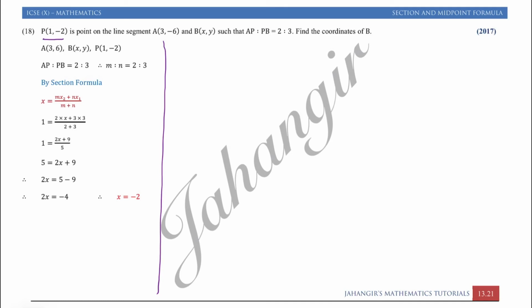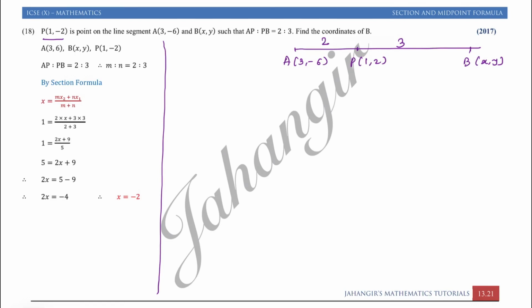Question number 18. If P, 1 comma minus 2, is the point on the line segment AB, A is 3 comma minus 6, B is x comma y, where AP is to PB. AP's ratio is 2 and PB's ratio is 3. This is a simple concept question.